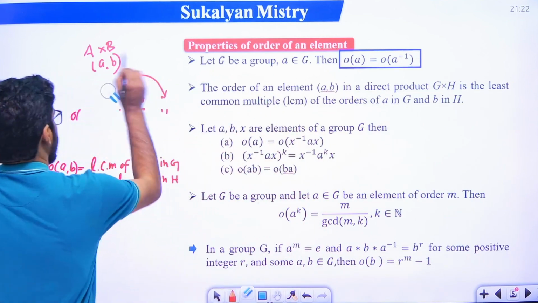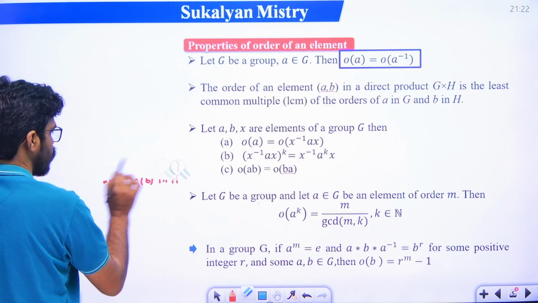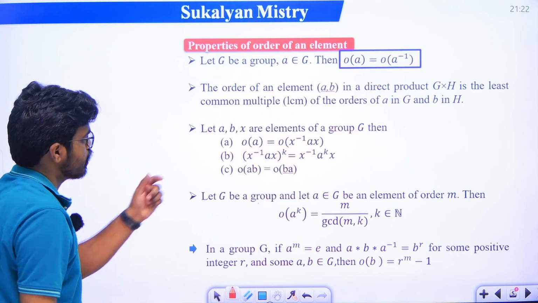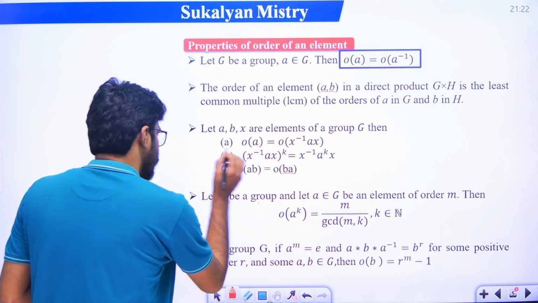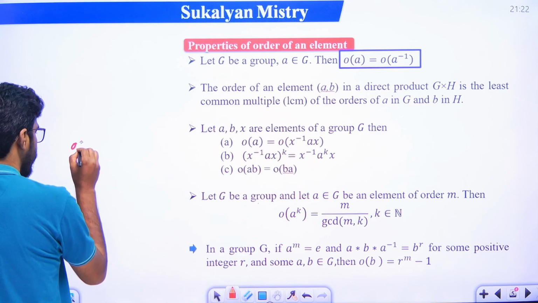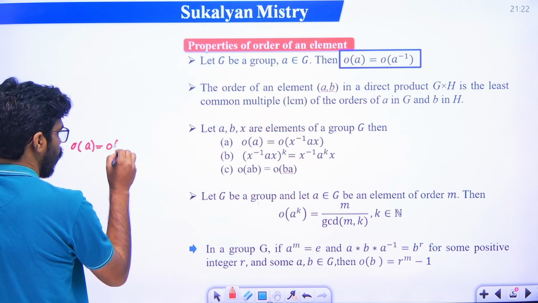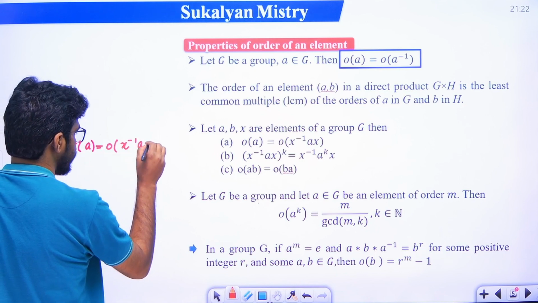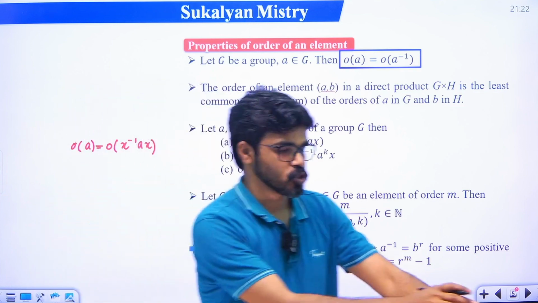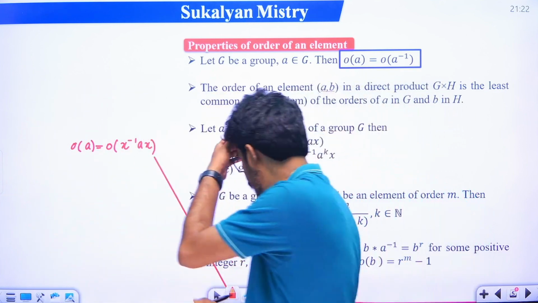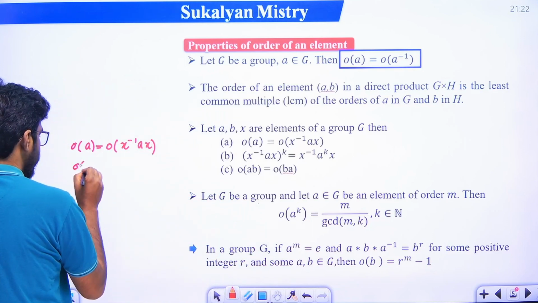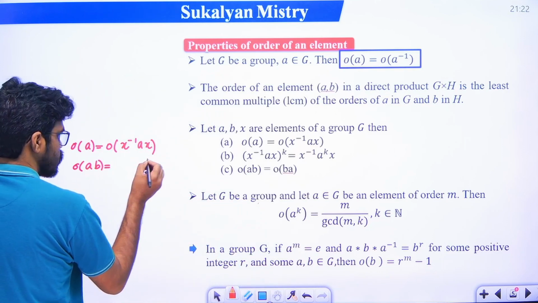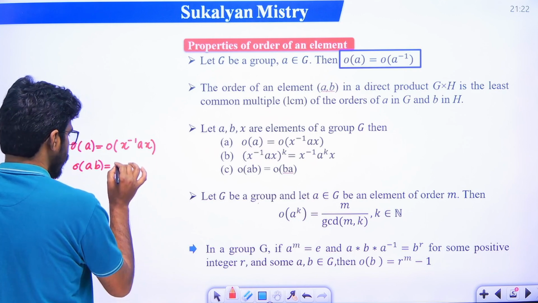Next, AB, I think this is clear to all of you, right? Next, order of A is equal to order of X inverse AX. It is very important. Order of A is equal to order of X inverse AX. ঠিক আছে। Order of AB is equal to order of BA.